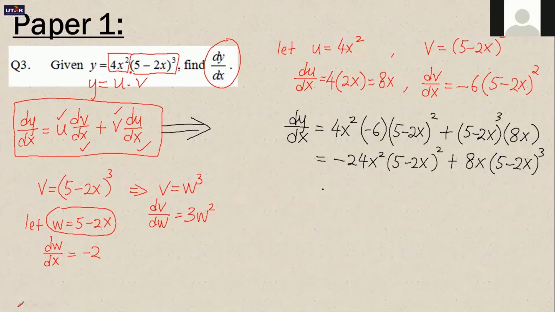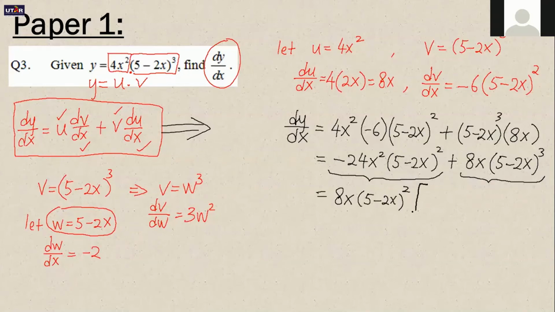So we know that for the first term here and the second term here, they got common factor 8. 8 and 8, right? We also have x power 1 and x squared. So common factor x, we can factorize. And we also have 5 minus 2x. This is power 2, this is power 3. We factorize the smallest power. So it means both terms consist of 8, consist of x, consist of this one. Right? So we factorize them.